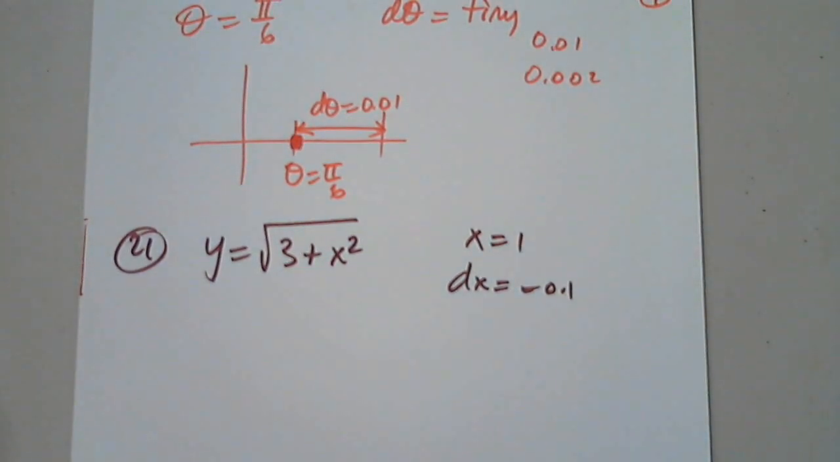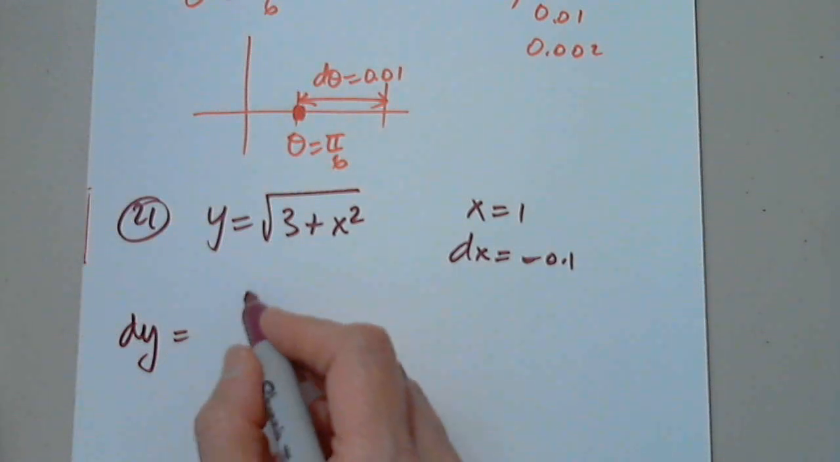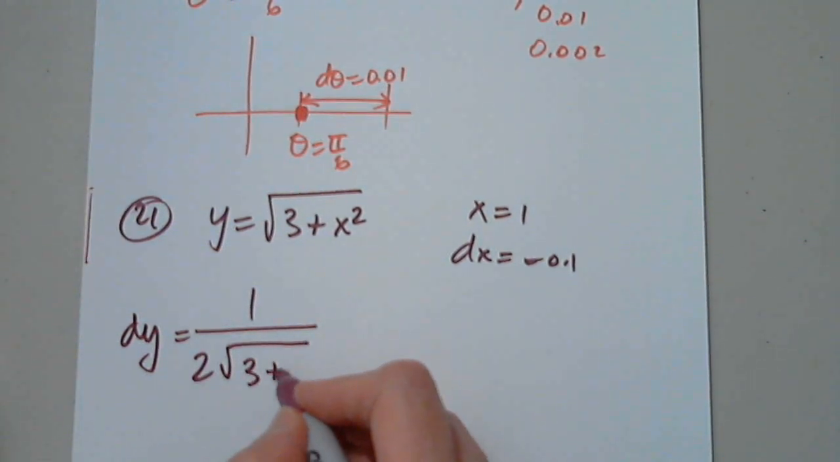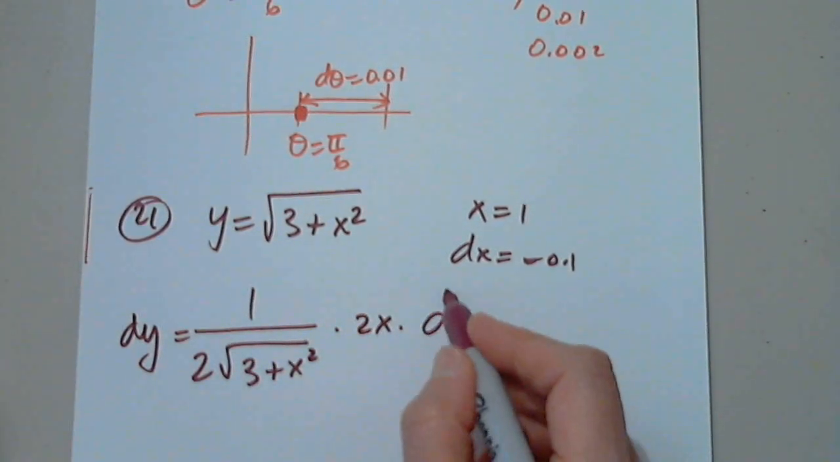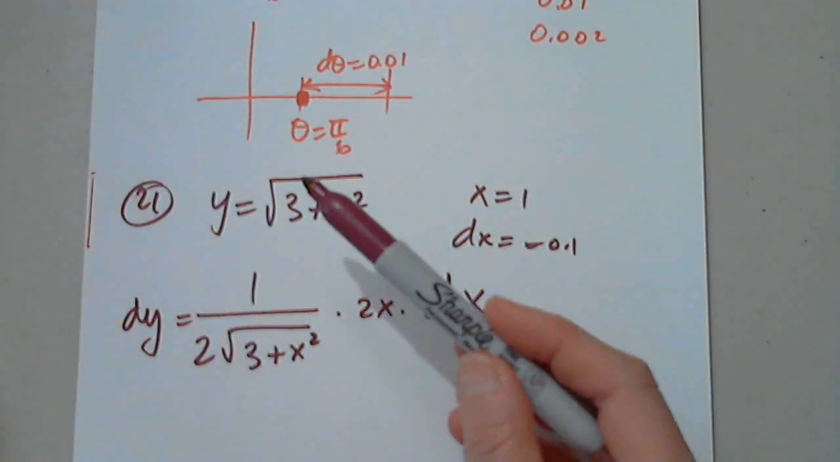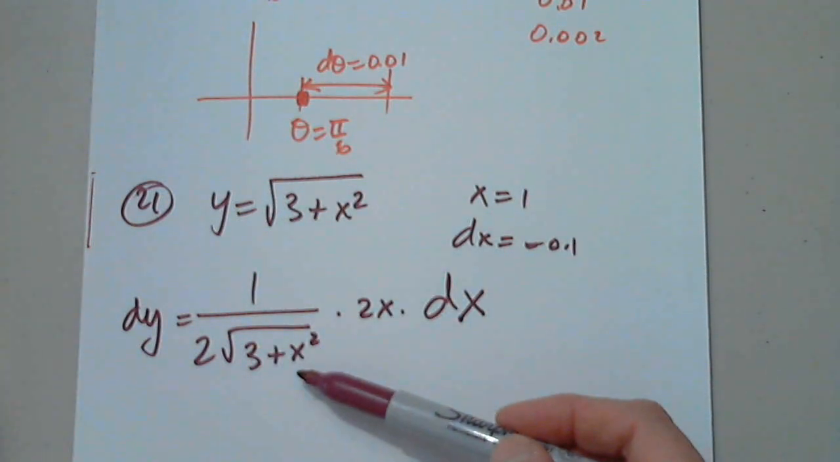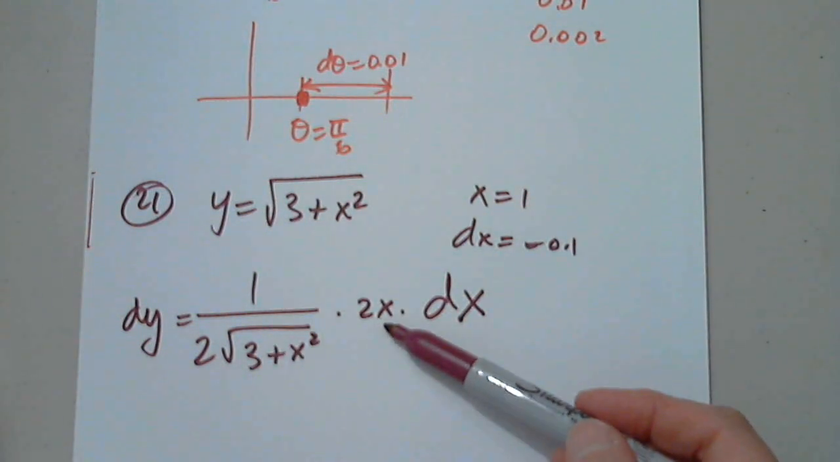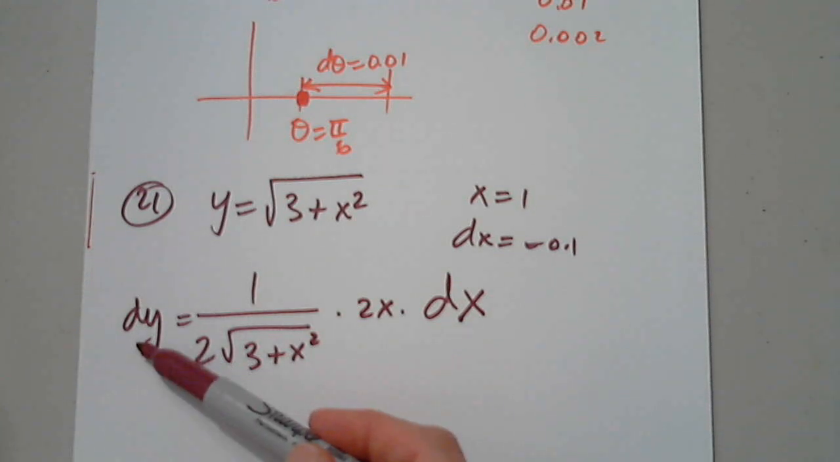So for this problem, we're asked to find a differential dy and evaluate it. So we picked 21. Now we know that dy will be 1 over 2, the square root of 3 plus x squared times 2x times dx. It's dy, not the derivative. So 1 over 2, the square root of 3 plus x squared, times the inner function prime, which is 2x, times dx, because this is dy.